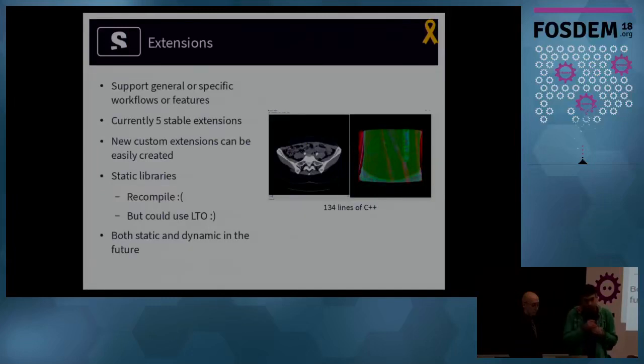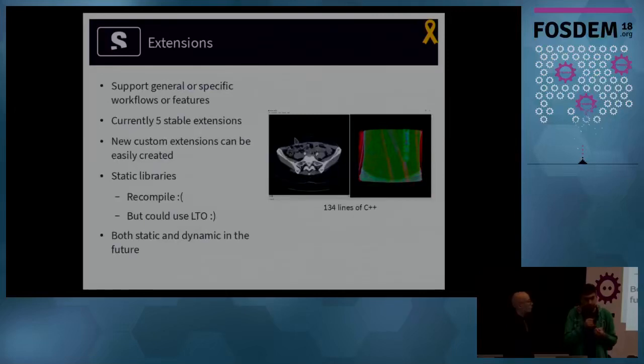Extensions are one of the most important parts of Starviewer. They're intended to support general or specific workflows or to add new features to the platform. At this moment, we have 5 stable extensions, but new ones can be easily created. For example, here to the right, we have a screenshot of an extension which was created using just over 100 lines of C++.